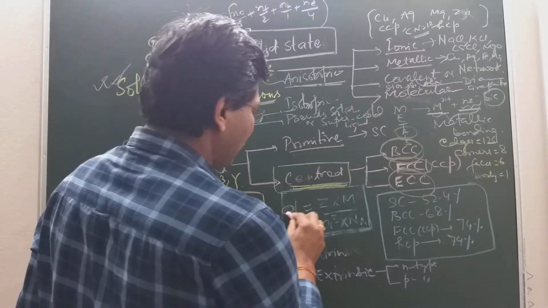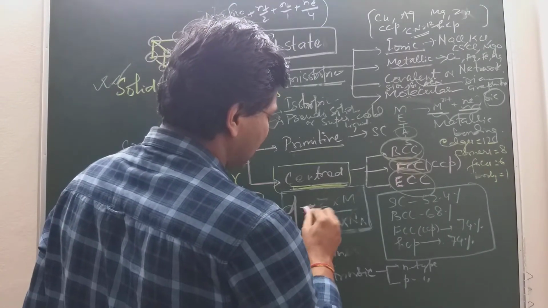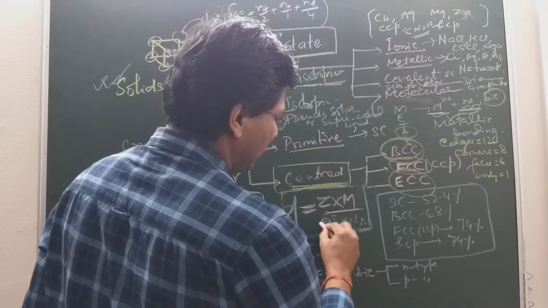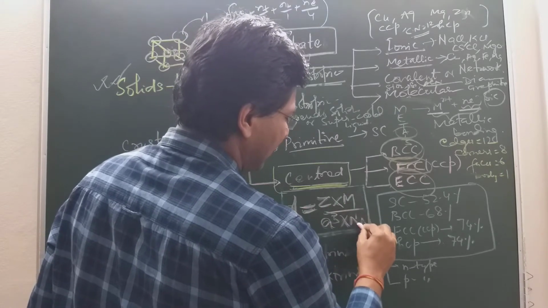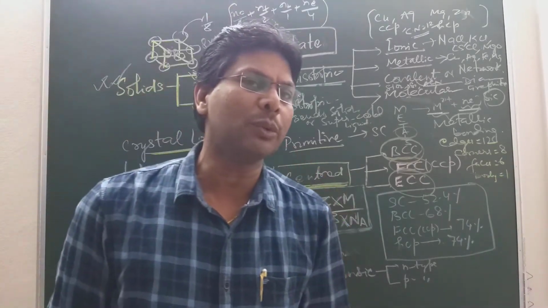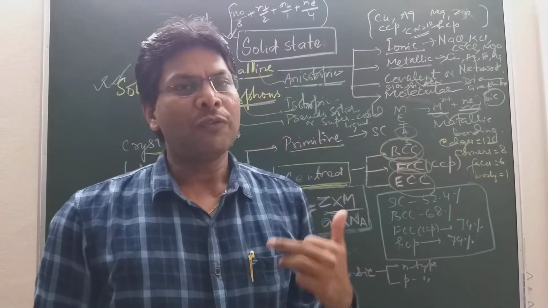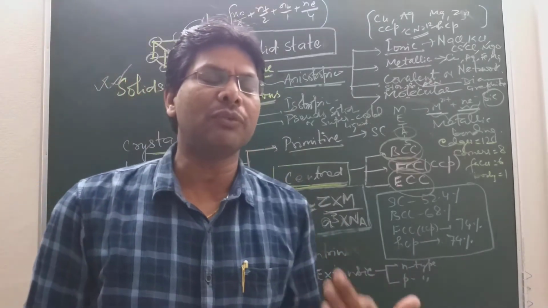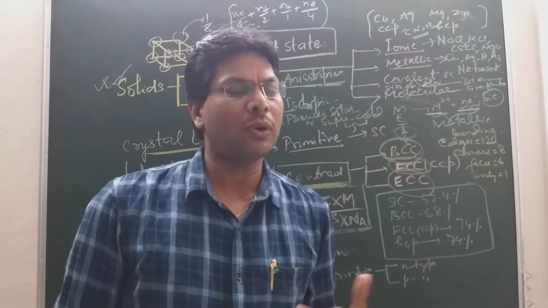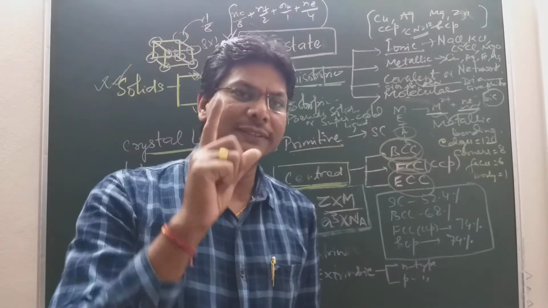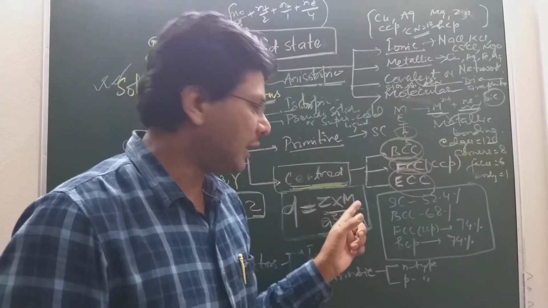Now, coming to how you will find out the density of a unit cell. Density you will find by the formula Z into M by a cube into Na. What is Z here? Z is the unit cell content. It is 1 for simple cubic, 2 for BCC, 4 for FCC, and if you want to solve for NaCl, take it as 4, because in one NaCl unit cell there are 4 formula units. And for cesium chloride you consider Z as equal to 1.